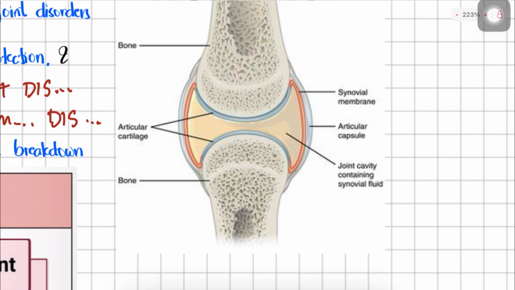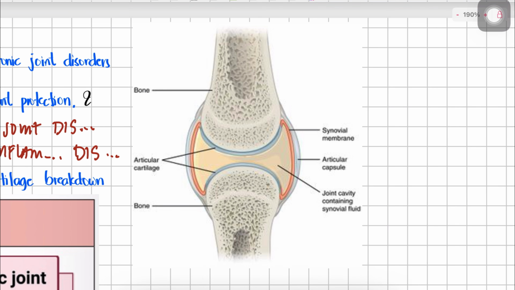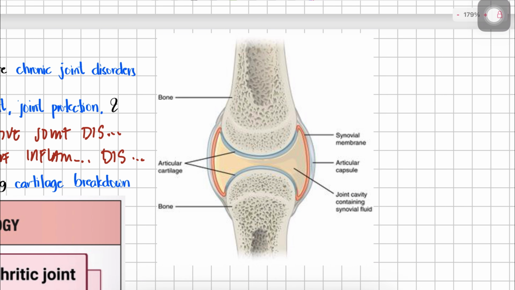To understand arthritis, we must first understand the structure of a normal synovial joint. In your synovial joints, makikita mo dyan yung bones. The bones are meeting or connecting each other, yun yung tinatawag natin na joint. The ends of the bones are covered by the articular cartilage, which acts like a shock absorber.